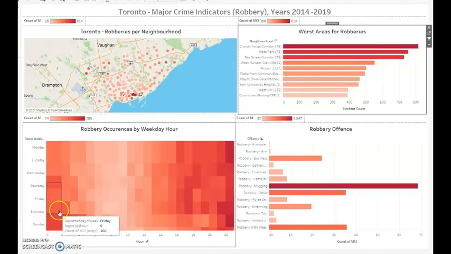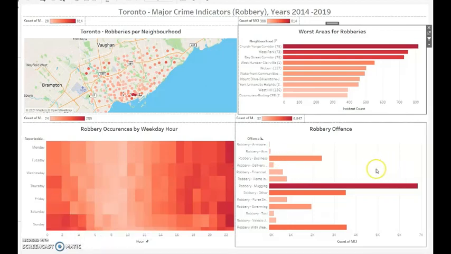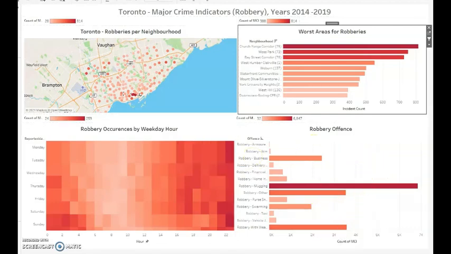And then in this area right here, which is on the weekend, early morning, midnight to about 2, 3 o'clock in the morning. And the main offenses for robbery are muggings, other, and with a weapon, so it's dangerous for the victim.